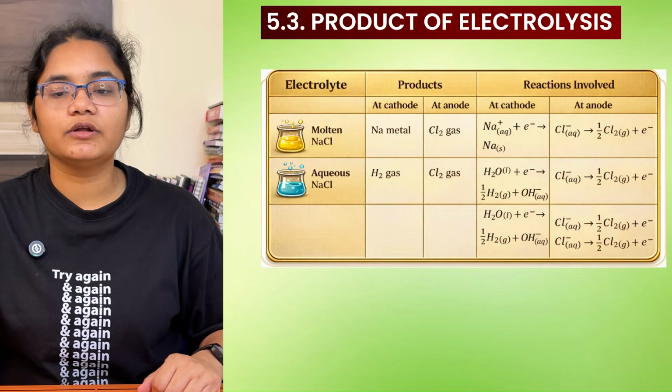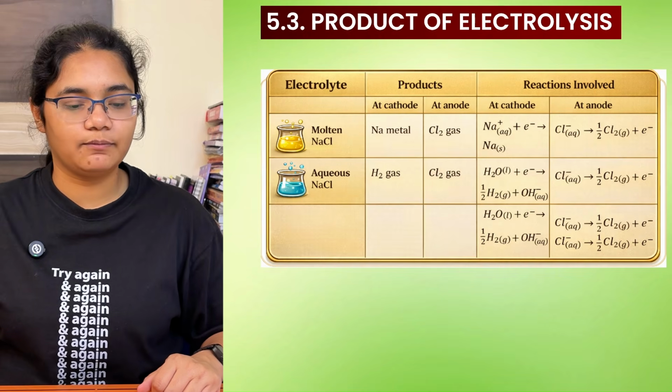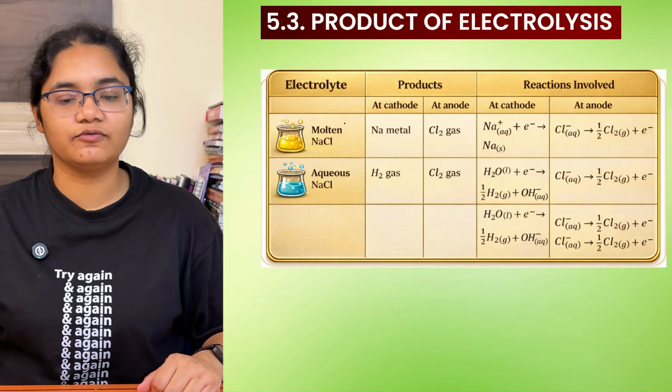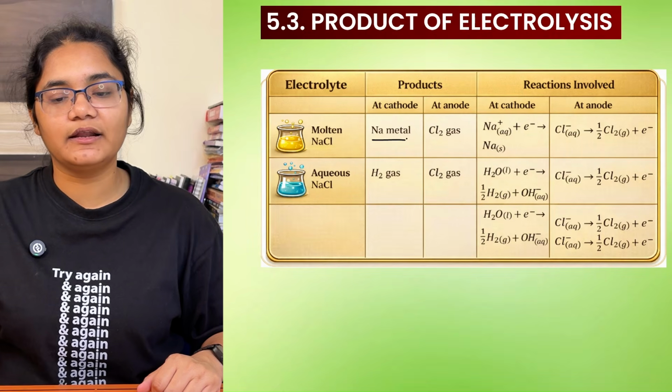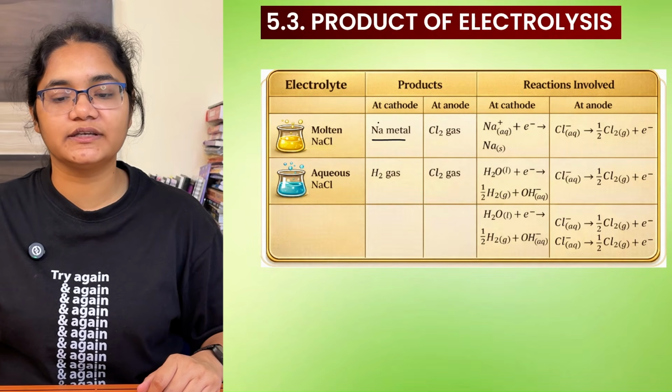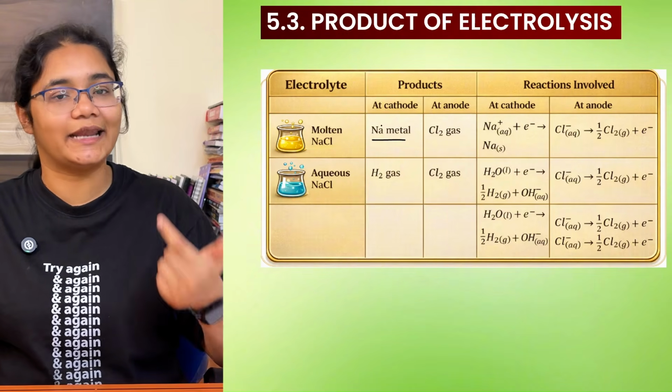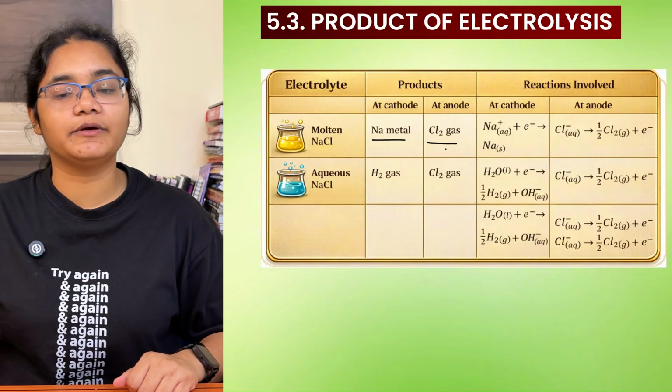Next, we'll talk about the products of electrolysis. This is very, very important. You should know the products. For molten NaCl, sodium metal will be produced at the cathode, because it is positively charged, so it will move towards the negative electrode, and chlorine gas will be produced at the anode.